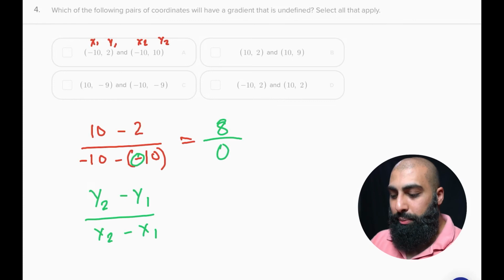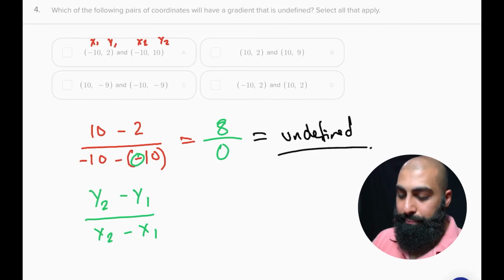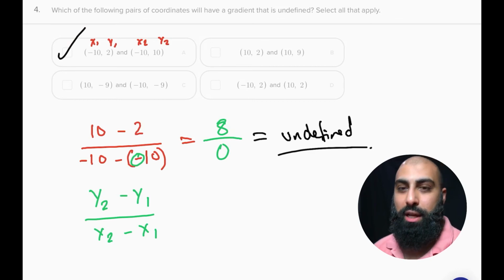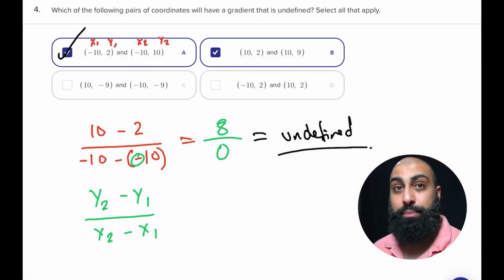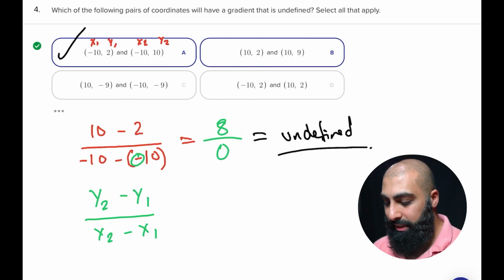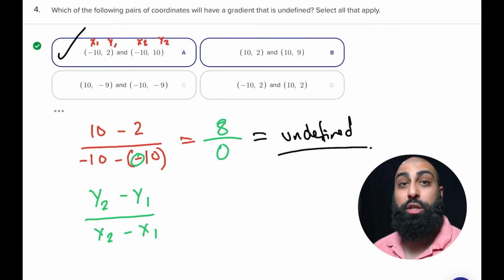And because we can't divide by 0, we have a gradient which is undefined. We have an undefined gradient. So that is correct. This is, in fact, a vertical line, which has a gradient which is undefined. So let's go ahead and select A and B and submit our answer. Excellent. So we're going to continue on to question 5 now.